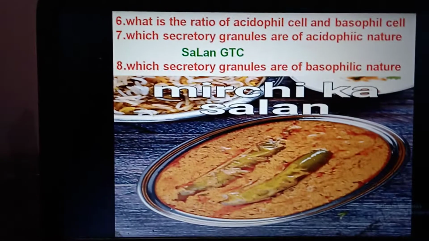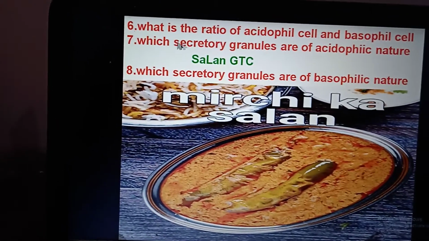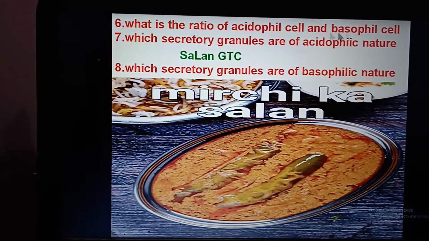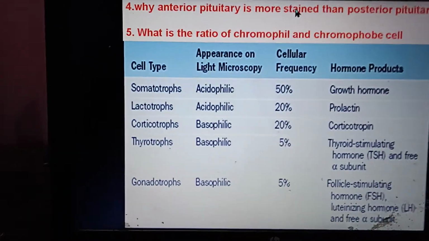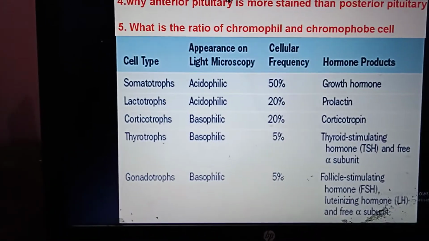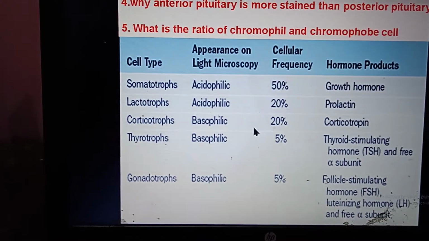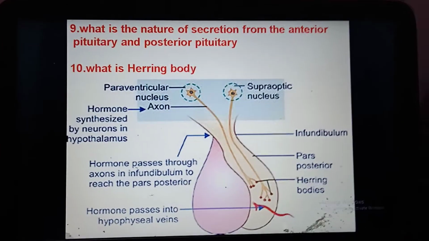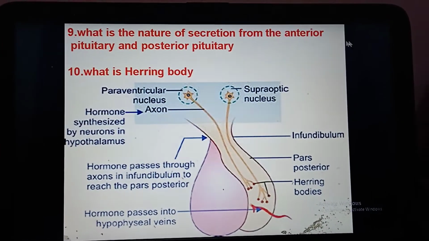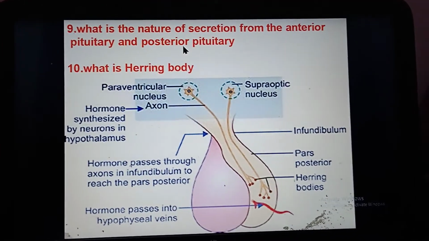Now, it explains what is the ratio of acidophilic and basophilic. Here we have seen acidophilic cells are 70%, and where is the basophilic cell? Only 30%. Another viva question is, what is the nature of secretion from the anterior pituitary and the posterior pituitary?